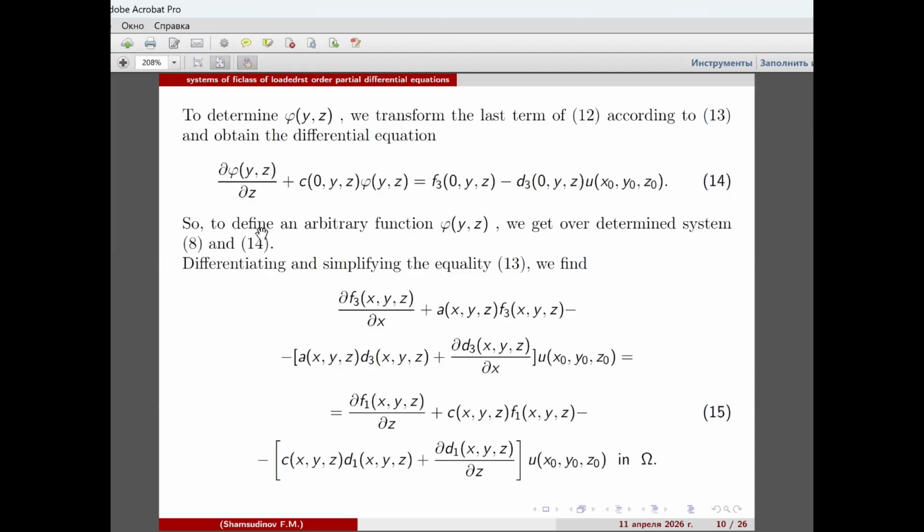So to define an arbitrary function phi(y,z), we get the overdetermined system 8 and 14. Differentiating and simplifying the equality 13, we find 15.